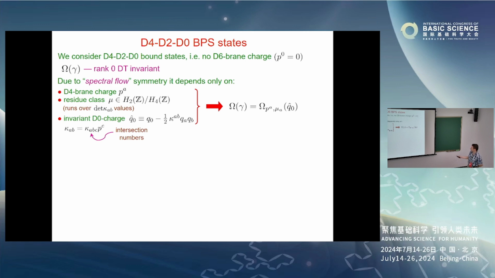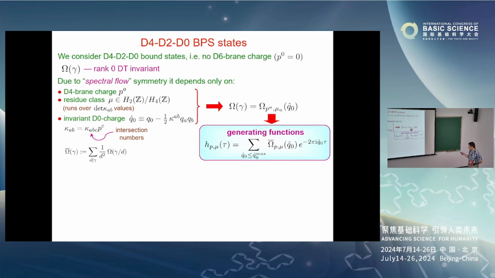So in the end, they depend on this D4 brane charge and the residue class, and a certain shifted version of D0 brane charge. So it's convenient to introduce it because this combination stays invariant under the spectral flow symmetry. And therefore, we can denote them this way. And once we do so, we can form generating functions of these guys just by summing over this invariant D0 brane charge.